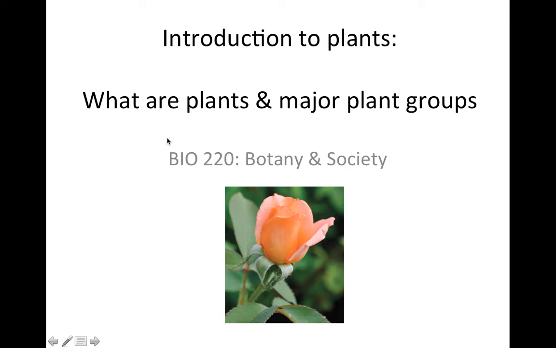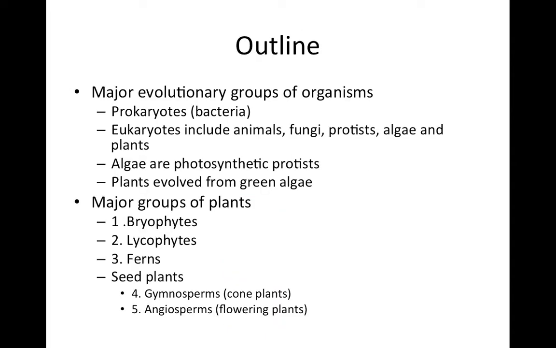This lecture is an introduction to what plants are, as well as to major plant groups. So in this lecture, we're going to go over major evolutionary groups of organisms, including prokaryotes or bacteria, and eukaryotes, which is a group that includes animals, fungi, protists, algae, and plants. We will specify that algae are a kind of photosynthetic protist, and then we will go over the fact that plants evolved from green algae ancestors.